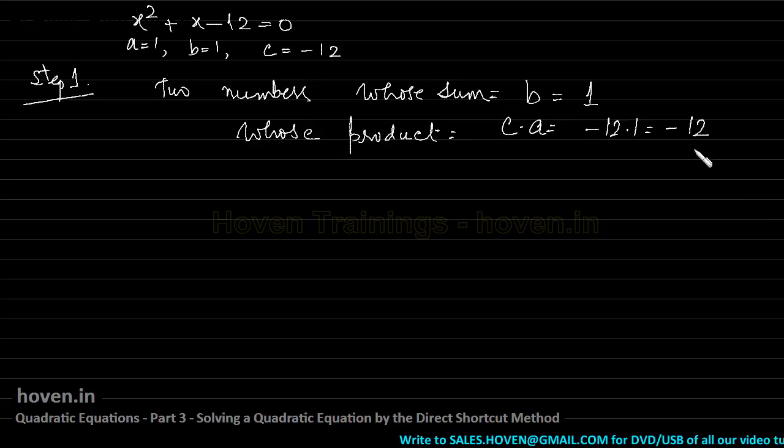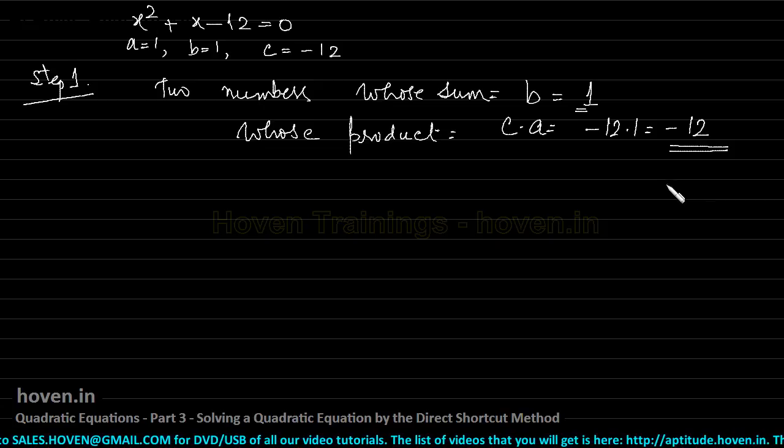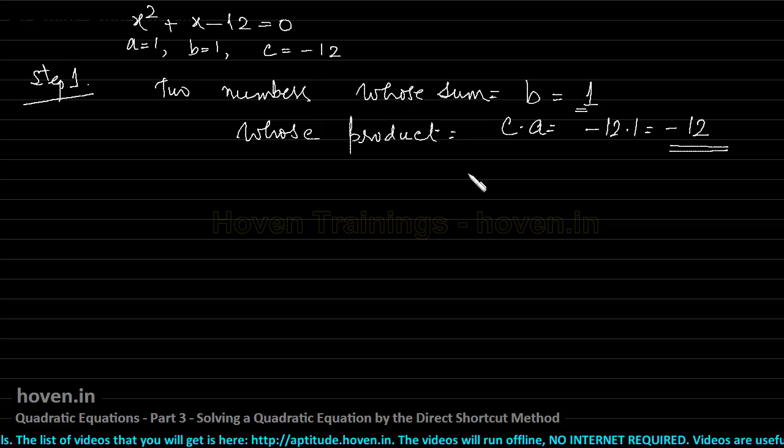Now in this case, the product is a negative number and the sum is a positive number. So our instant guess is that both the roots have opposite sign. So one is positive and the other is negative. Keep this in mind. And when we have to find the sum as 1, that is actually going to be a difference, because the signs of the two roots are opposite.